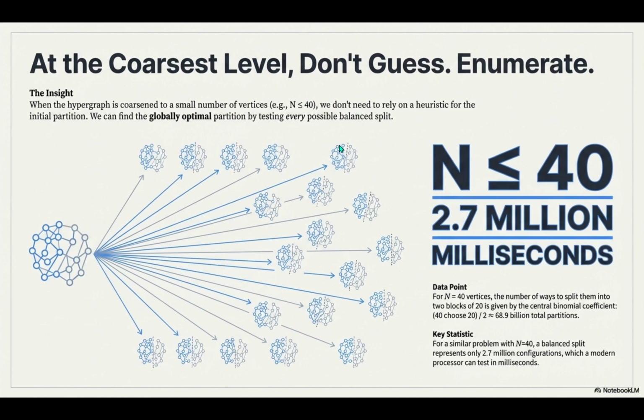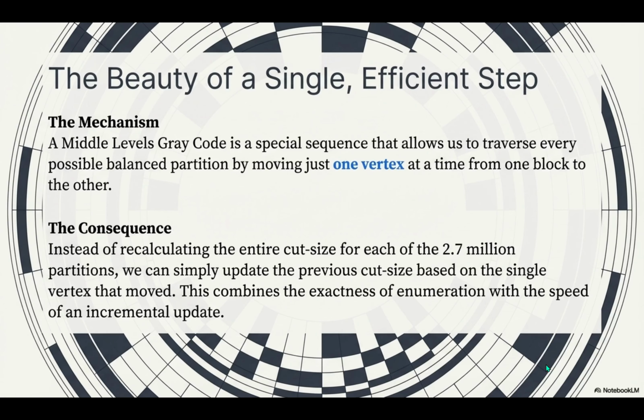And it's feasible for two reasons. First, n is small, only 40. But more importantly, we have that balance constraint. Ah, right. We're not looking at every possible combination of 40 nodes. We only care about the ones that are a balanced split. Exactly. We need to split them into two sets of roughly 20. So we're only searching what's called the middle level of the Boolean lattice, the sweet spot. And how many possibilities is that? For n equals 40, it's about 2.7 million configurations, which sounds like a lot, but a modern processor can tear through that in milliseconds. If you can evaluate each one fast enough.